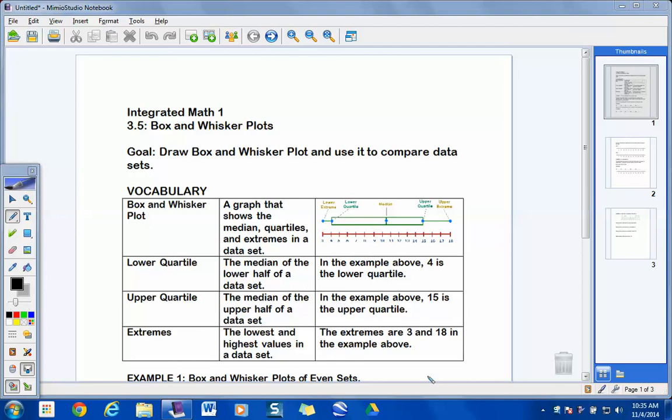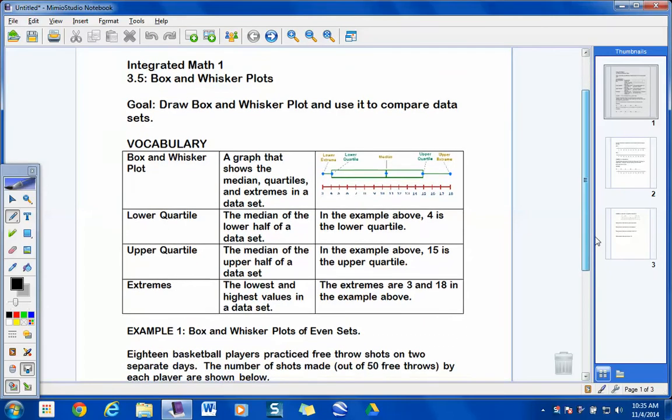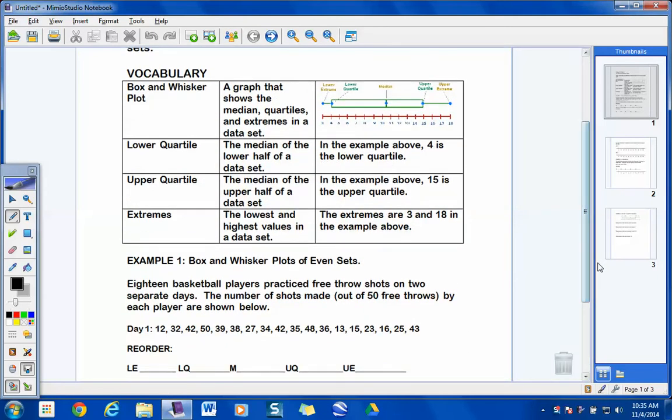But the whole idea today is that we're going to draw box and whisker plots and then use them to compare data sets. And we want to look at those data sets as we compare the two and answer some questions about what some of the terms mean. So, to get started here, we need to first of all understand some vocab.